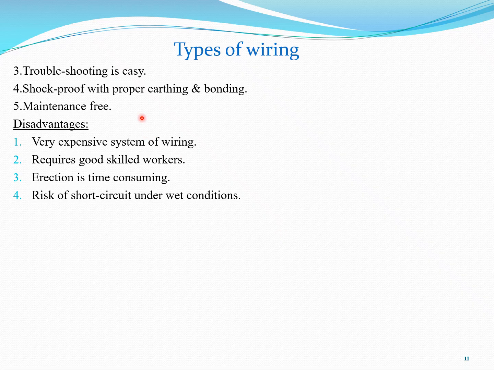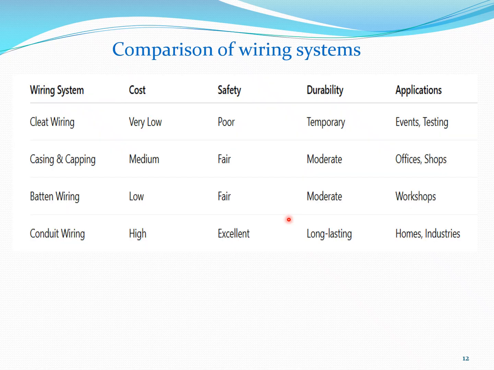What are the disadvantages or limitations of conduit wiring? These wirings are a very expensive system of wiring. They require good skilled workers. Erection is time consuming, and there is a risk of short circuit under wet conditions. These are the disadvantages or limitations of conduit wiring.